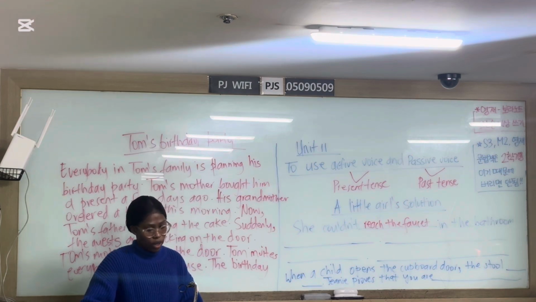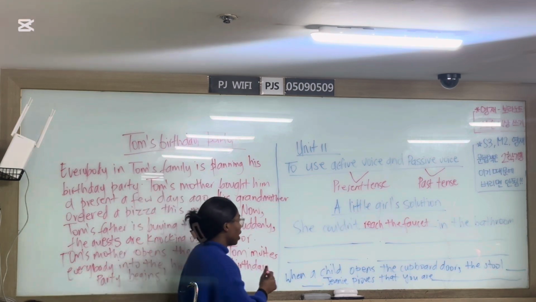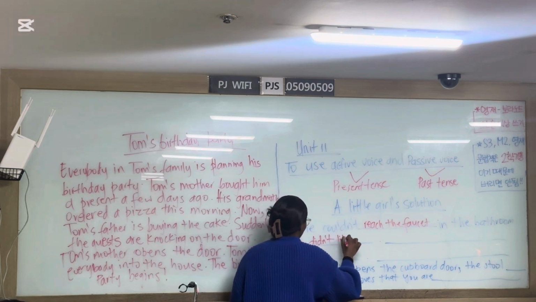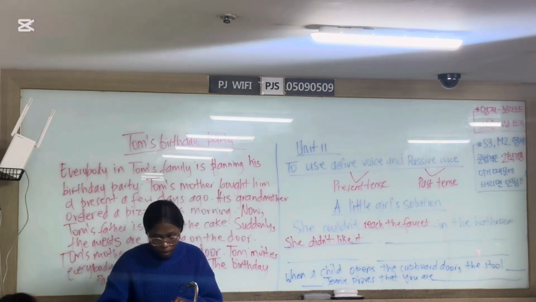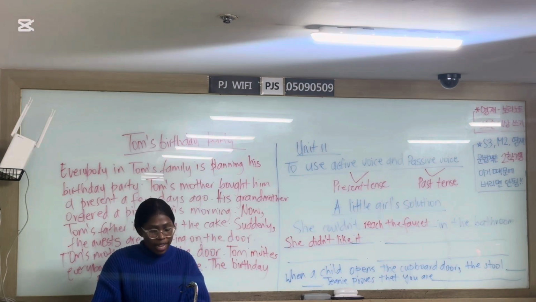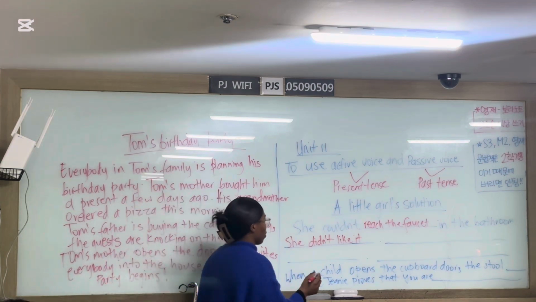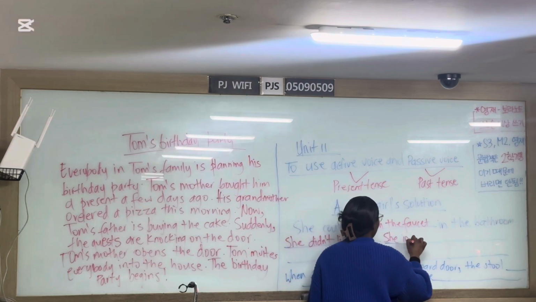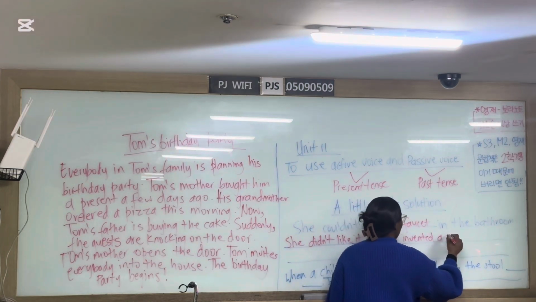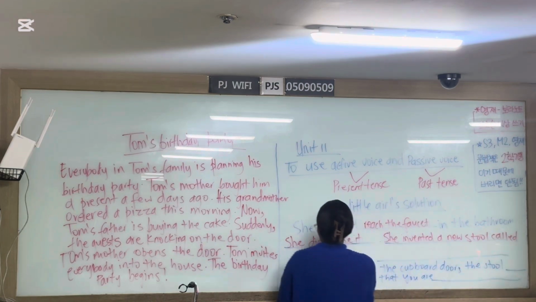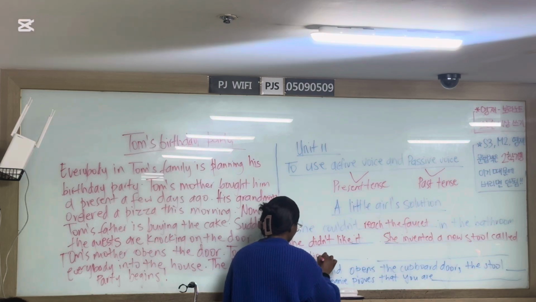So, what's the next sentence? So she didn't like it. Good, she didn't like it. Although she was very young, Jenny found a solution to her problem. She invented a new stool called the kiddie stool. Good. She invented a new stool called a kiddie stool.